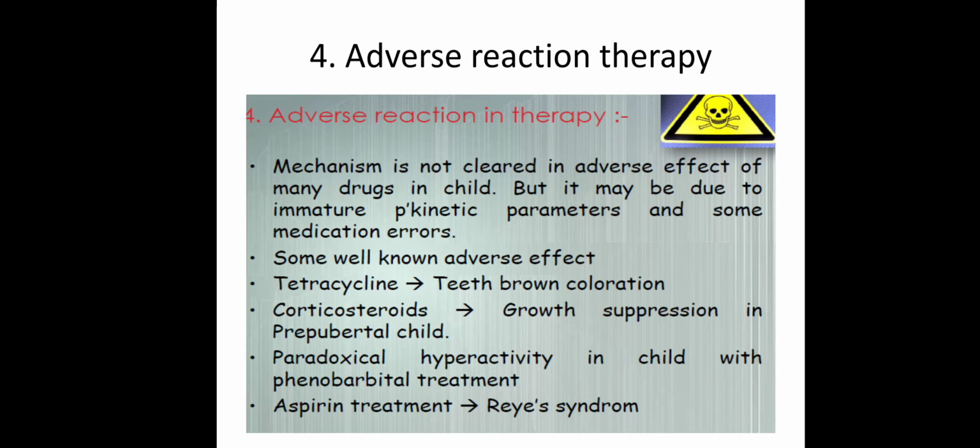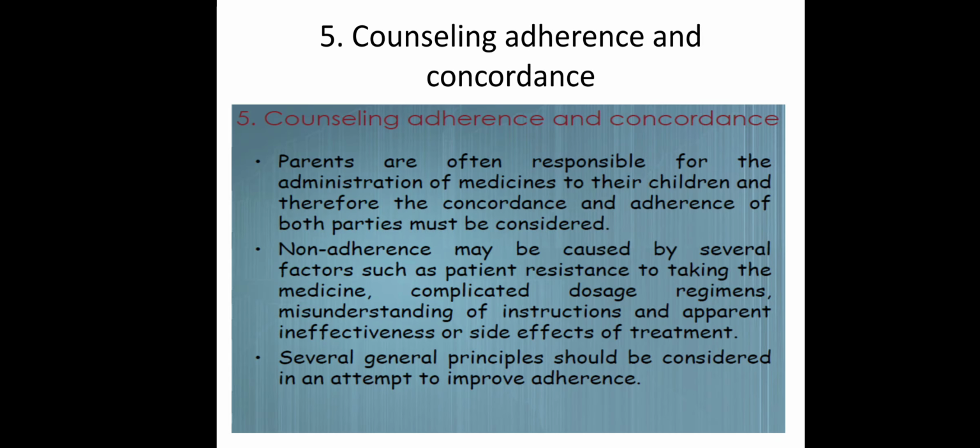Adverse drug reactions: the mechanism is not clear for adverse effects of many drugs in children, but it may be due to altered pharmacokinetic parameters and some medication errors. Some well-known adverse effects: tetracycline, teeth and bone discoloration; corticosteroid, growth suppression in prepubertal children; paradoxical hyperactivity in children with phenobarbital treatment; aspirin treatment, Reye syndrome.